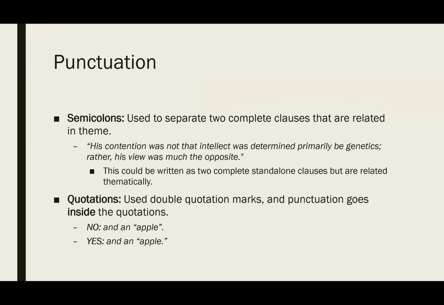And semicolons can really come in handy when trying to summarize multiple ideas in a very succinct fashion in places like abstracts. For quotations, you use the double quotation marks, which just means that those are the typical quotation marks that you usually see people use, the two little dashes, not just one, and punctuation goes inside the quotations. You don't put a period after them. See the example on the slide.